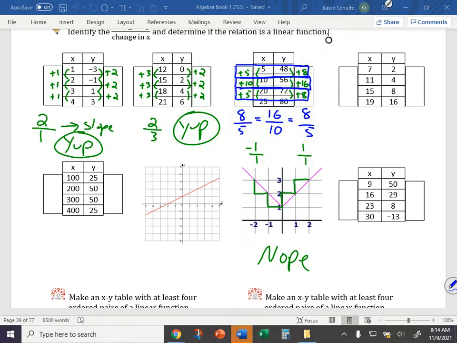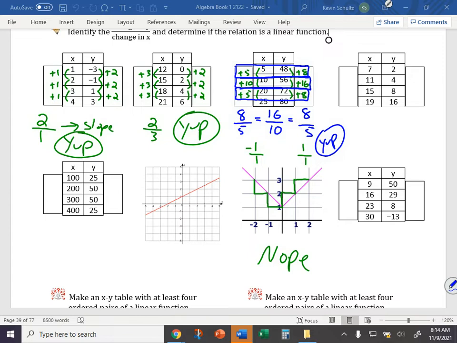So this function table does represent a linear function, okay? Because, folks, the rate of change is the same. And the key word there is the rate of change, right? 16/10, that fraction, is the same as 8/5. Would I put one like this on the test? Yes. Of course I would, okay? So you need to be aware.